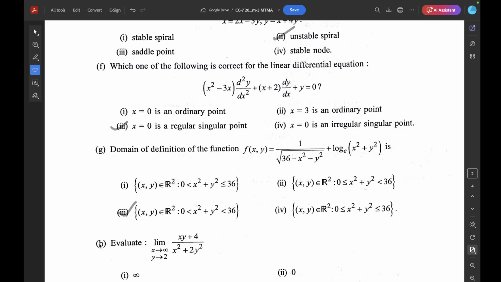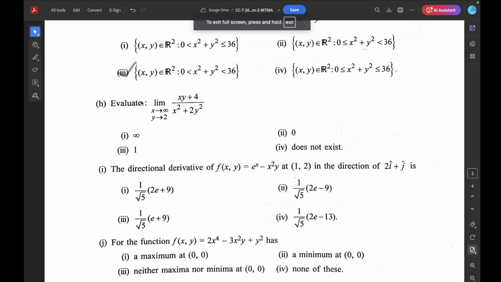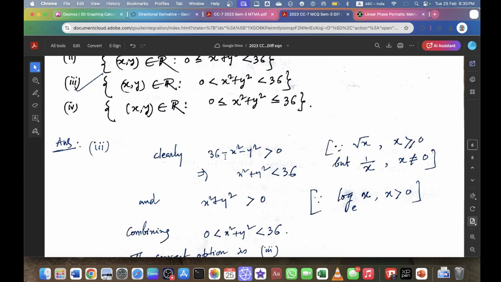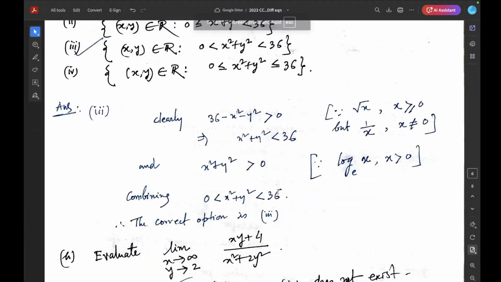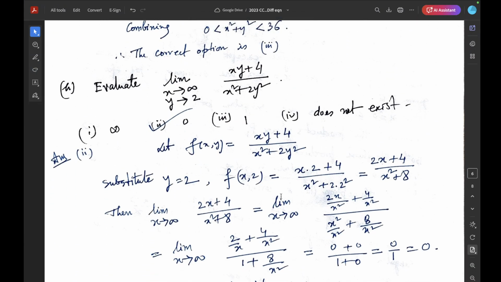Next question H. Evaluate this repeated limit, x tends to infinity and y tends to 2, of (xy plus 4) divided by (x square plus 2y square). Now let f(x, y) equal (xy plus 4) by (x square plus 2y square).